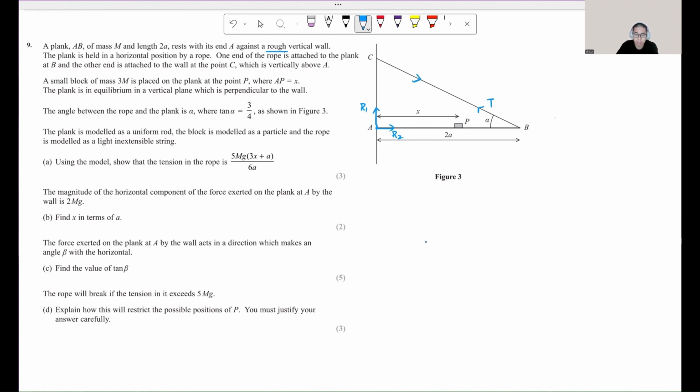Of course, there'll be another tension opposite to this one, in the equal and opposite direction, but it doesn't act on AB, so we don't need to worry about that one. We only need to label this tension here, because only this tension acts on this plank AB. And also, C is vertically above A. Then a small block of mass 3m is placed on the plank at P. Because the mass is 3m, the weight has to be 3mg.